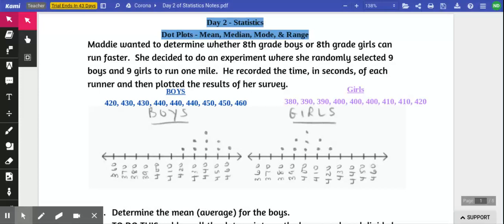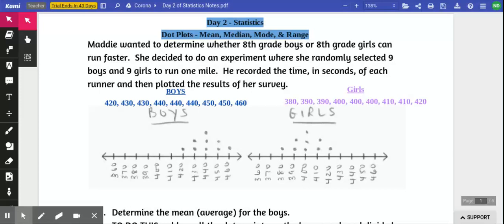So if we look at the first question here, it says Maddie wanted to determine whether 8th grade boys or 8th grade girls can run faster. She decided to do an experiment where she randomly selected 9 boys and 9 girls to run 1 mile. She recorded the time in seconds of each runner and then plotted the results of her survey.